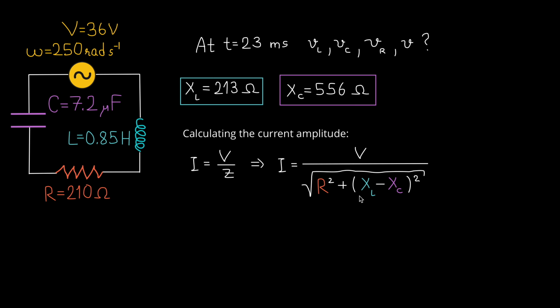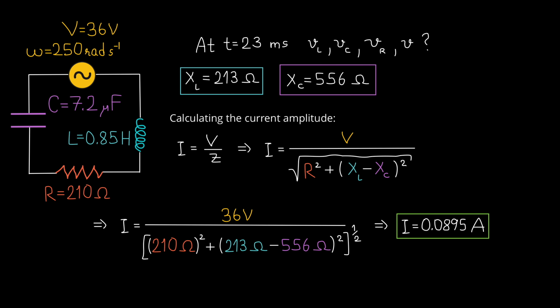And then to combine R, we use this Pythagorean format. Why? Because the voltage across the resistor is at 90 degrees from both the inductor's voltage and the capacitor's voltage. One is lagging the resistor by 90 degrees, the other is leading the resistor by 90 degrees, hence the use of the Pythagorean format. So Z is equal to the square root of R squared plus XL minus XC squared. Substituting the numerical values and keeping three significant figures, we get current amplitude equal to 0.0895 amps, in other words 89.5 milliamps.